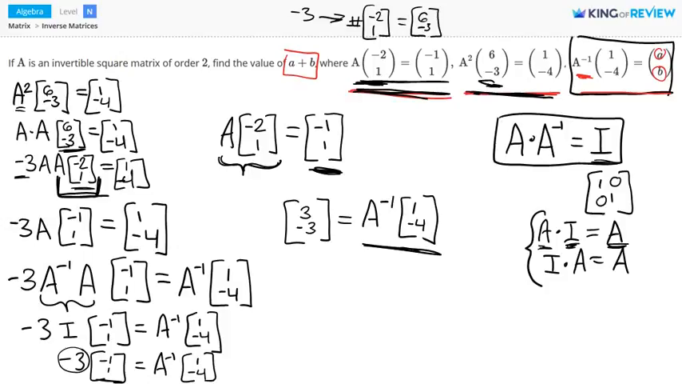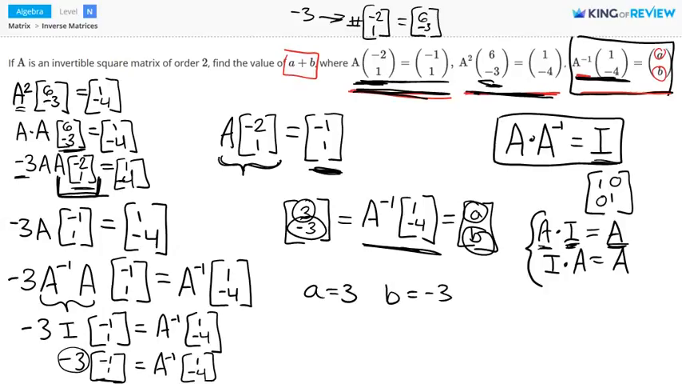Now if you notice here, we have A inverse times the matrix with 1 and negative 4, and that's what we see up here. And we know that this is equal to the matrix that has a and b in it. Therefore, we know that a is equal to 3, and we know that b is equal to negative 3. And we were asked to find a plus b. So a plus b is equal to 3 plus a negative 3, and this is equal to 0. So 0 is the final answer.